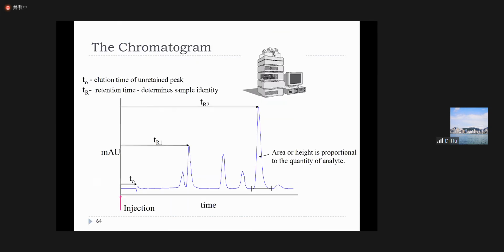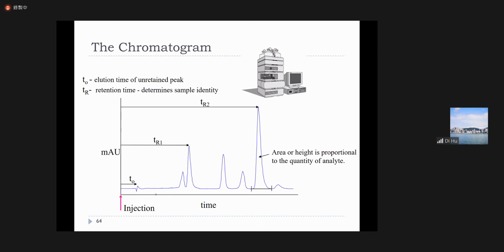And then we finished talking about the detector, and now we are going to talk about more details of the chromatogram, and the factors that influence the separation efficiency of the chromatogram. We can see here a chromatogram. The x-axis is retention time, right? The y-axis is response, and we measure the peak area or height, which is proportional to the quantity of analyte. And t0 is the time for the solvent to go through the column. Also that is the elution time for the unretained peak.